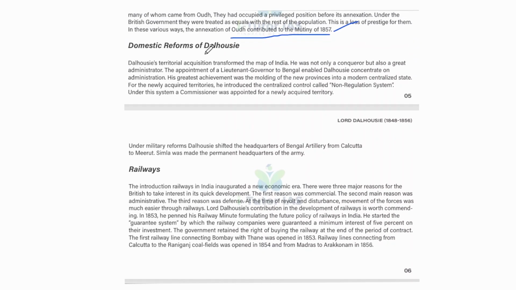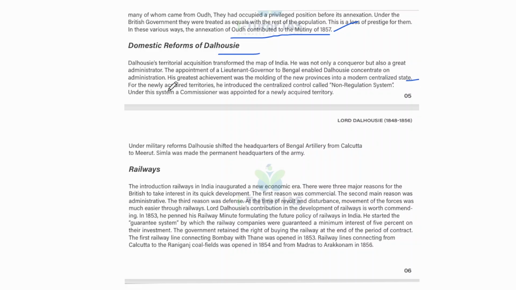Now, the domestic reforms of Dalhousie. Dalhousie's territorial acquisitions transformed the map of India. He was not only a conqueror but also a great administrator, and the appointment of a Lieutenant Governor to Bengal enabled Dalhousie to concentrate on administration. His greatest achievement was the molding of the new provinces into a modern centralized state.